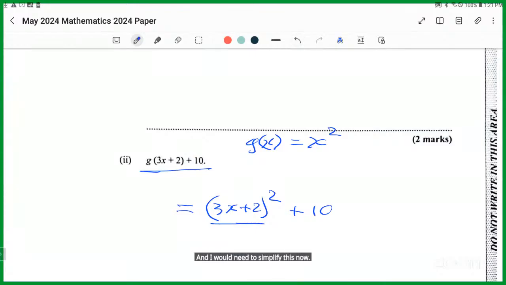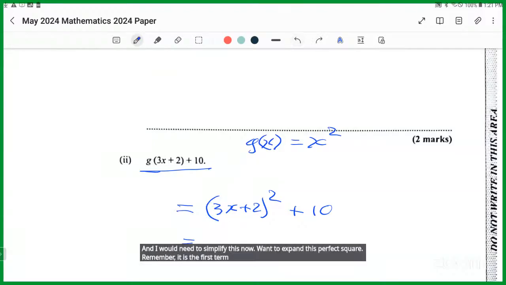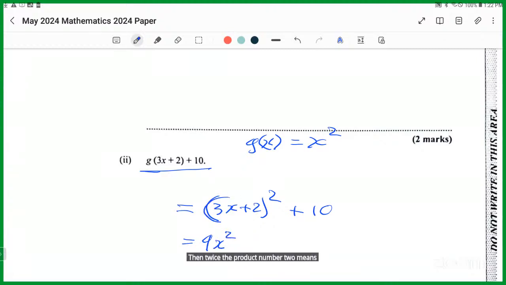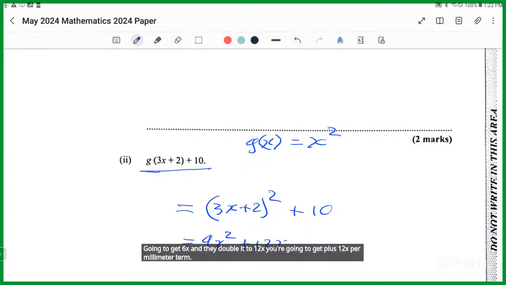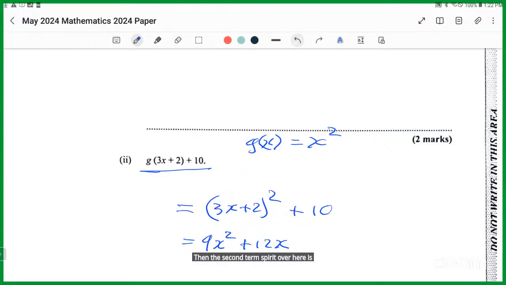We're going to expand this perfect square. Remember, it is the first term squared, which is 9x squared. Then twice the product of the 2 means you multiply these two things first. You're going to get 6x and then you double it with 12x. You're going to get plus 12x for your middle term. Then the second term squared over here is a 4. 2 squared is 4. And then you add back this 10 out here, so now. So this is just expansion of that.